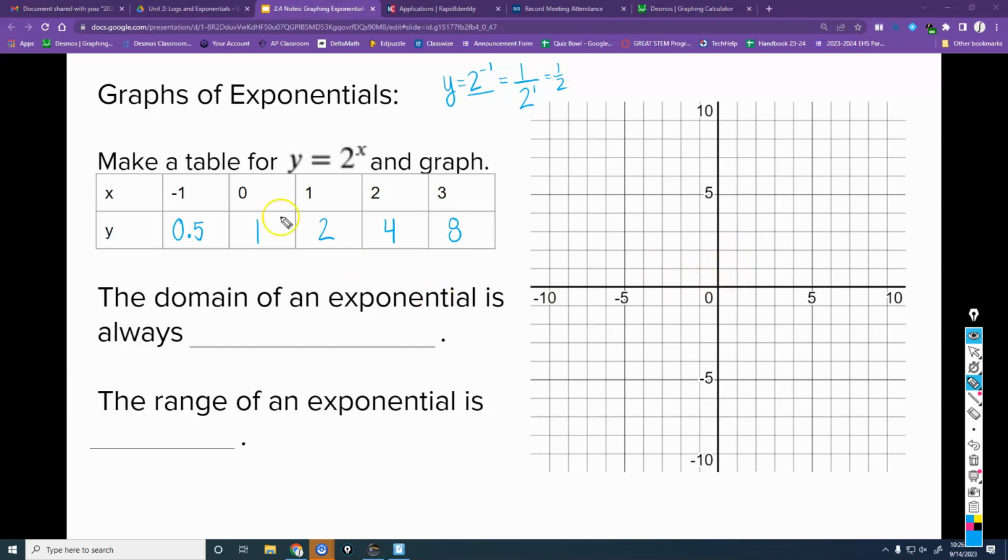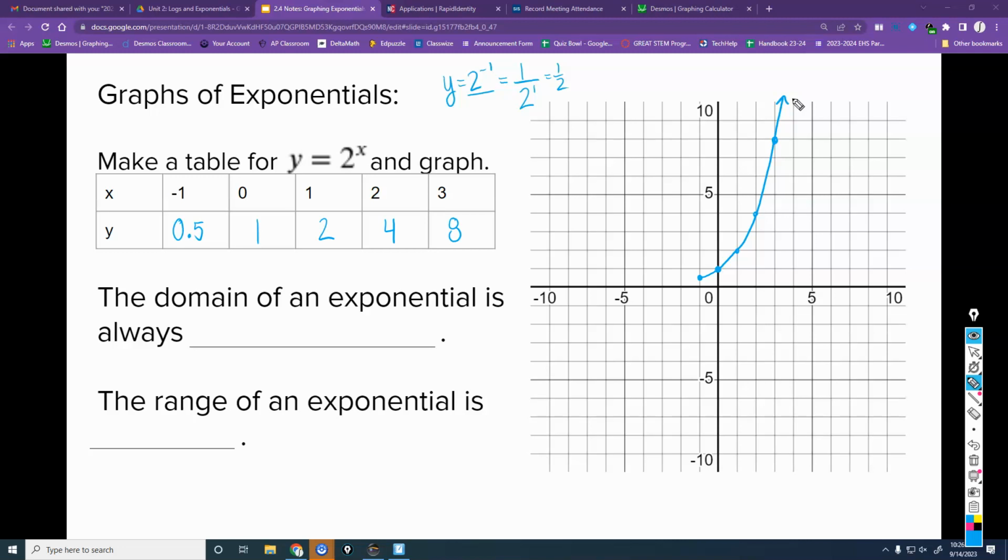So if I graph these points, I've got negative 1, 1/2. That's right here. 0, 1. I've got 1, 2. I've got 2, 4. I've got 4, 8. Right here. Now, you can kind of see what's happening here. What we've got there is exponential growth.